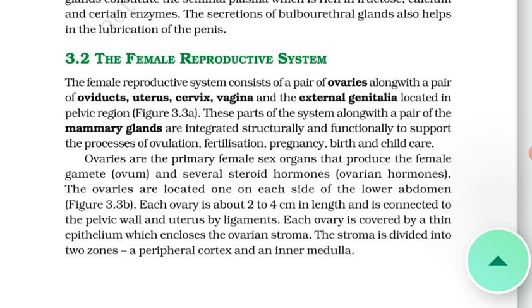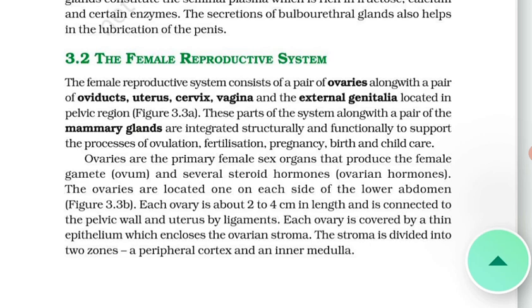The female reproductive system consists of a pair of ovaries along with a pair of oviducts, uterus, cervix, vagina and the external genitalia located in the pelvic ring. Clear?